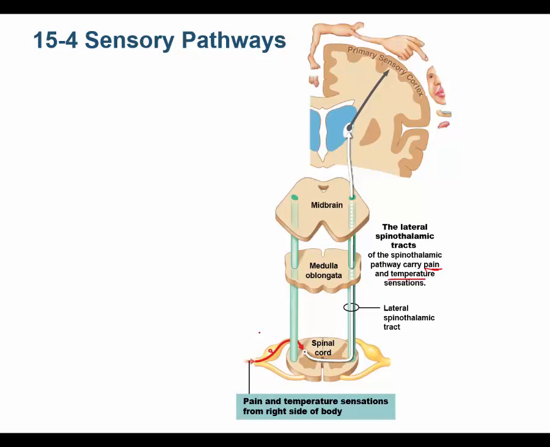And again, you have your first order neuron, your second order neuron, and your third order neuron, just like before. Again, you decussate after you synapse in the spinal cord. All right. So when you're burning your left hand, you perceive it in your right brain because you decussate.